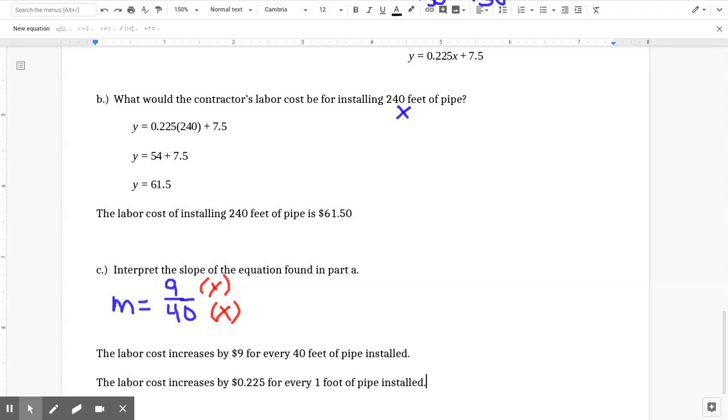Okay, both of these are actually saying the same thing. This is in a more standard way where we're talking about just 1 unit of increase. So for 1 foot of pipe, your cost is going to go up 22.5 cents. But how often are you just going to have 1 foot of pipe installed? So maybe something that makes a little more sense to us would be saying something along the lines of labor cost goes up $9 for every 40 feet.